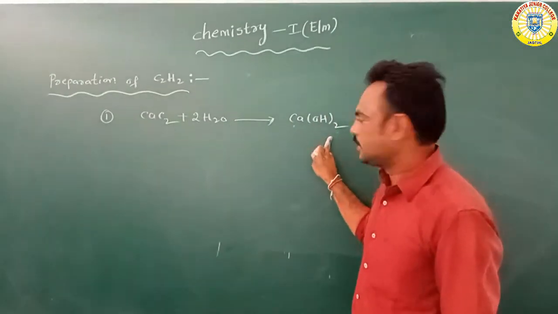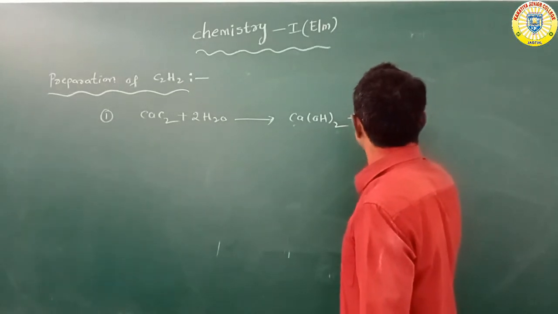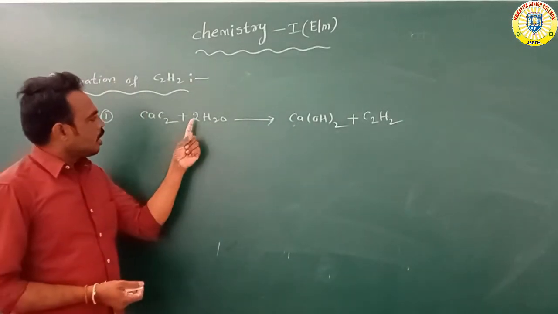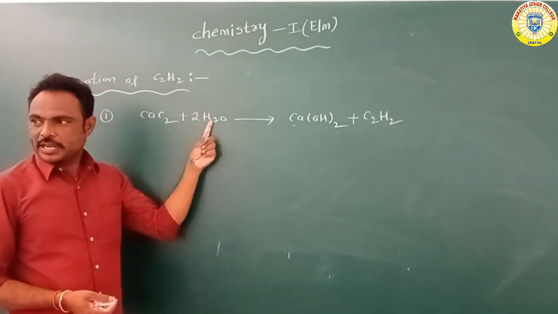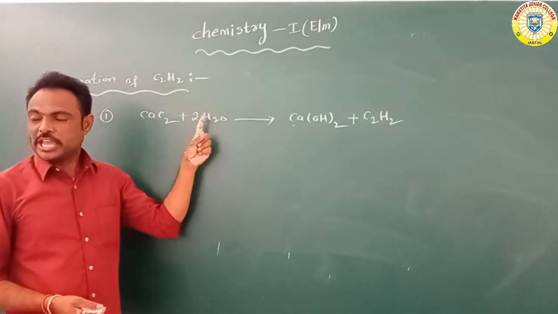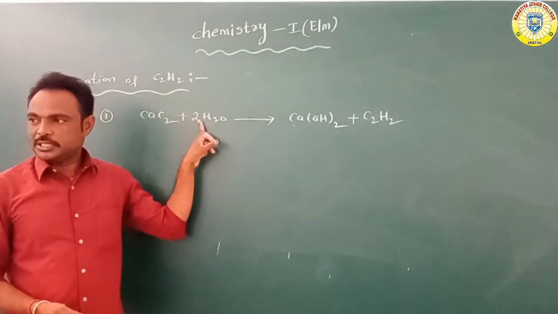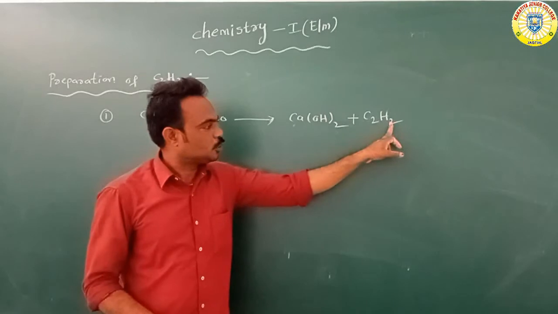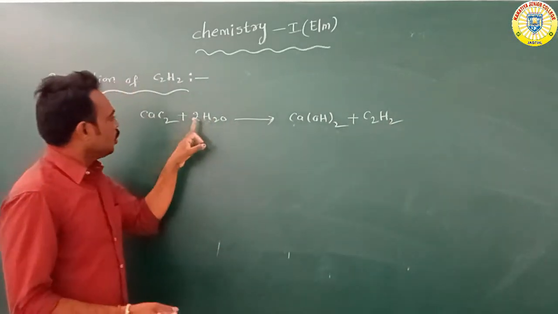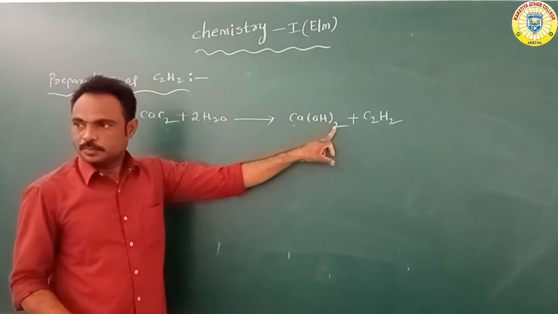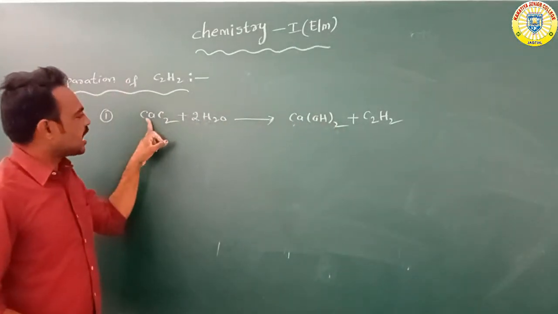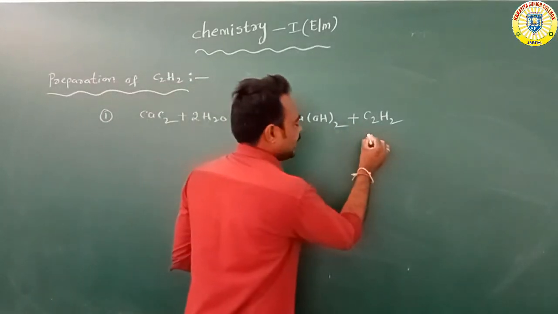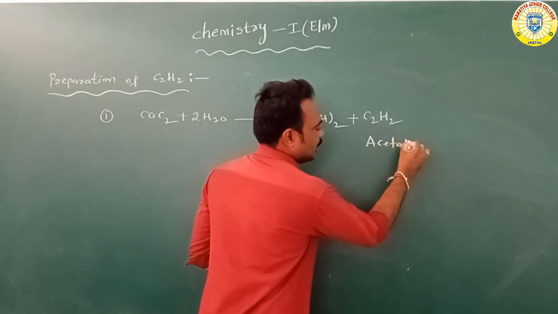Ca(OH)2, and next C2H2. Okay, C2H2. Overall, listen. How many hydrogens? 4 hydrogens. 2 plus 2 is 4. H2 is 2, but with coefficient 2 it gives 4 hydrogens. H taken twice: 2 hydrogens, 2 hydrogens, 4 hydrogens. So 2O, O2. Okay. So next calcium, C2. So it is acetylene.